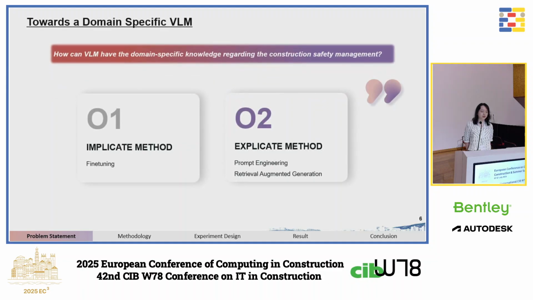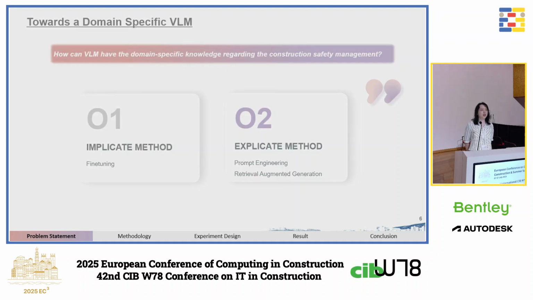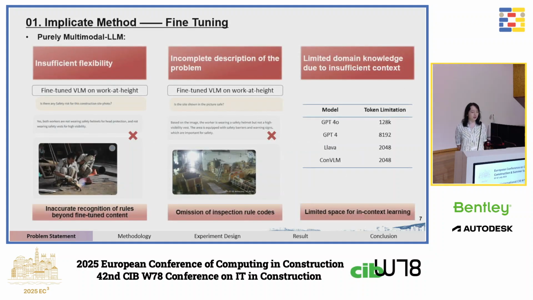Well, there are basically two ways: an implicit way and an explicit way. For the implicit way, we can do fine-tuning, but fine-tuning of the LLM still faces several challenges. For example, there is inflexibility to new rules which are not in the pre-trained data, it cannot provide the code number for the regulation, and it has a limited context window, which restricts the capability to inject various domain knowledge.